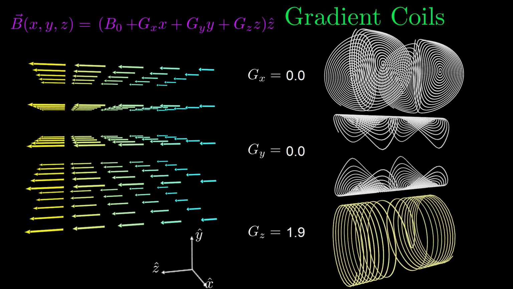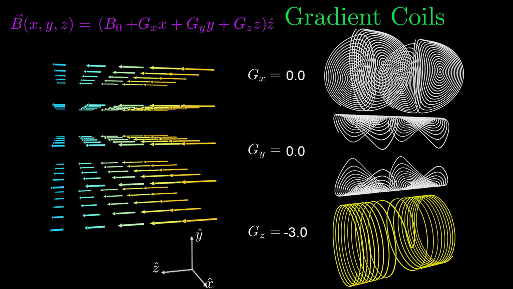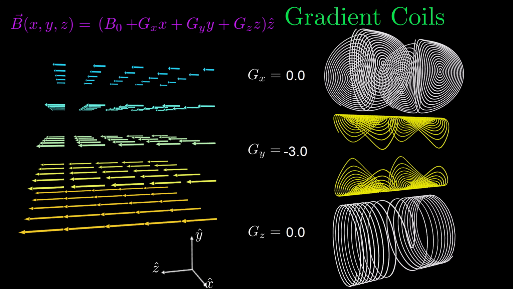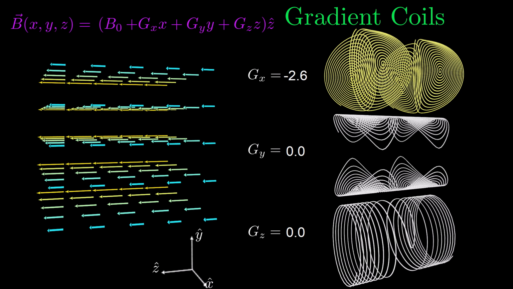So to illustrate, here's an example of a positive gradient in Z. As our location in Z increases, so does the field strength. A negative gradient in Z would do the opposite. Here's a positive and negative gradient in Y, and a positive and negative gradient in X.